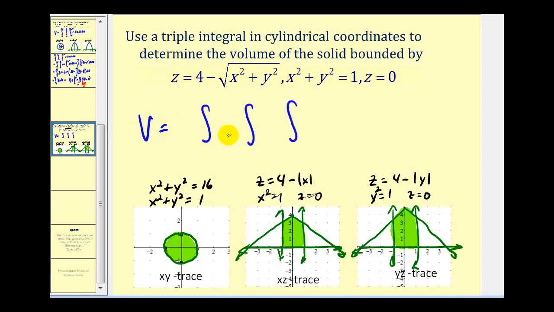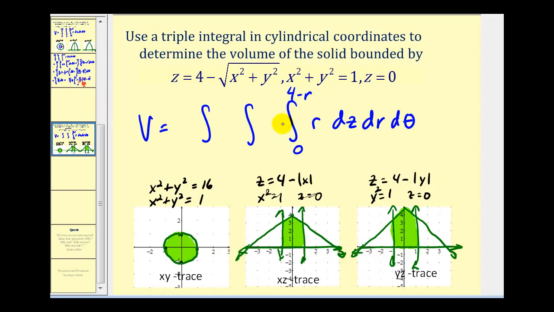So our volume is going to be equal to this triple integral where we have r dz dr d theta. So for the limits of integration for z, it starts at 0, and then it goes up to these v-shaped graphs that are generated by this cone z equals 4 minus the square root of x squared plus y squared. Remember, we have to express z as a function of r and theta. So the upper limit for z is going to be 4 minus, this will be the square root of r squared, or just 4 minus r.